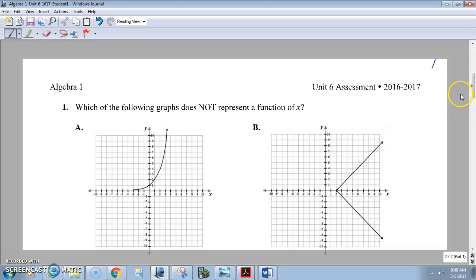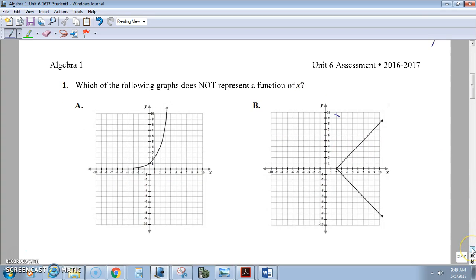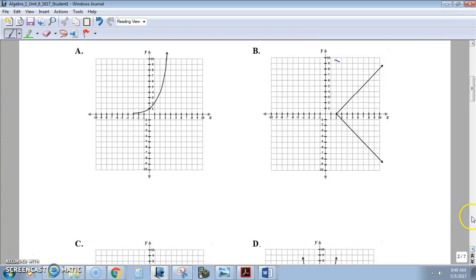Hey guys, let's go over the correct answers for the unit test that we just took. Number 1, it's asking you which of the following does not represent a function of x. And you guys need to remember the vertical line test. A vertical line is like the y-axis, okay? So if you look at each of these graphs and you draw a vertical line, you're trying to figure out which hits only once.